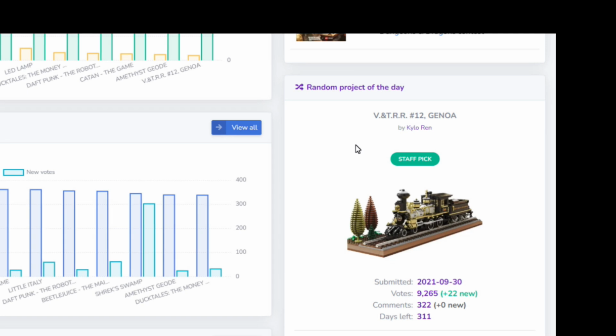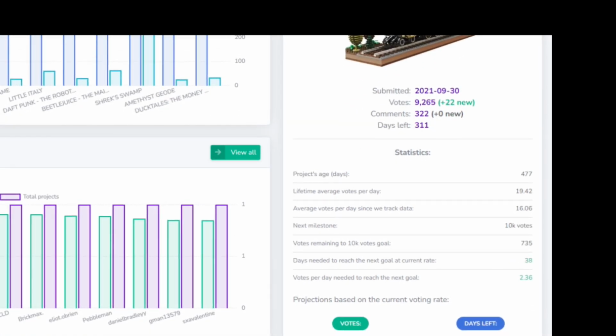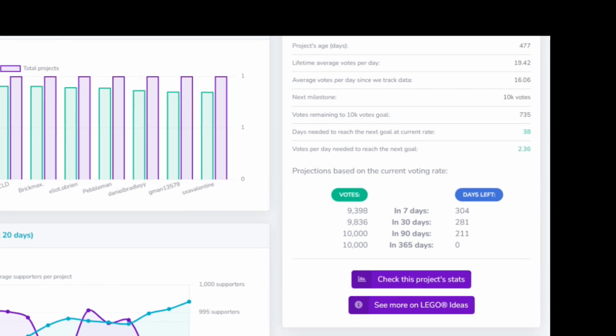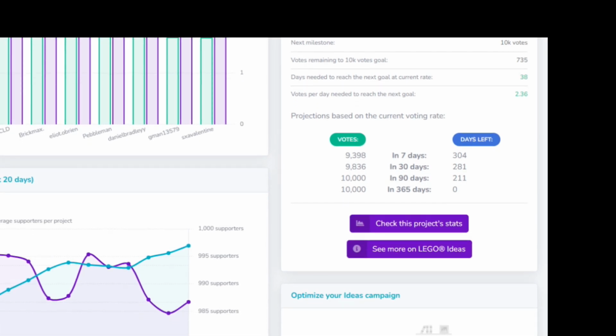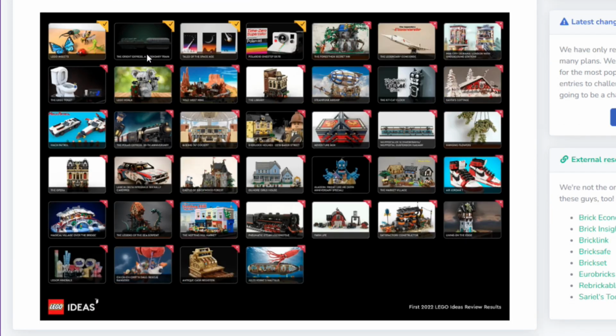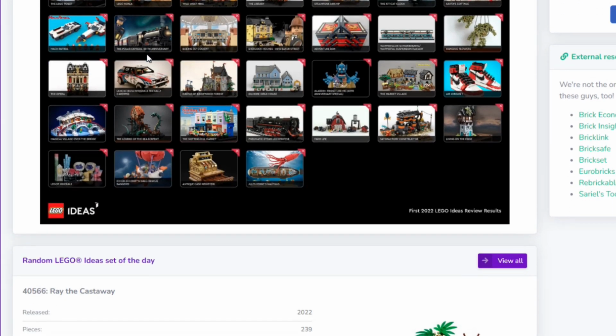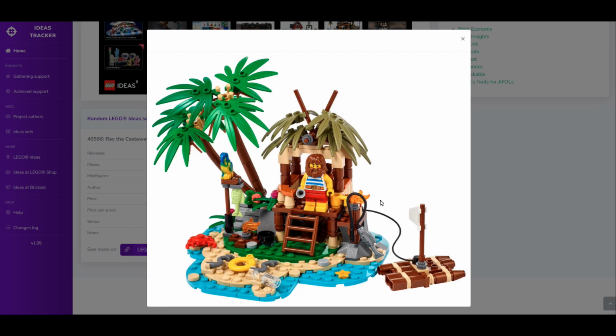There's also a random project of the day box, with some stats and future predictions based on the record so far. Keep in mind that the predictions are purely statistical and the actual results come down to the people voting. Of course, there are also results of the last review round from the LEGO Ideas team, along with statuses of all recent review rounds that are still being processed. And here's a random set of the day box, because with well over 50 LEGO Ideas sets already released, there may be some that you have missed.